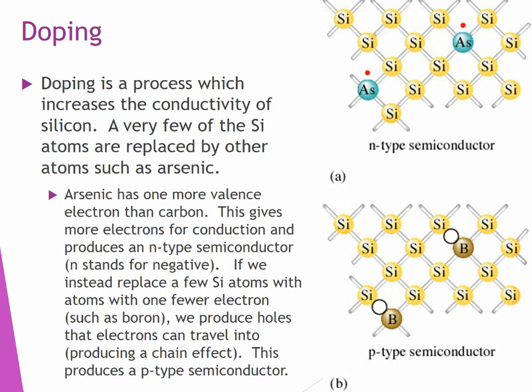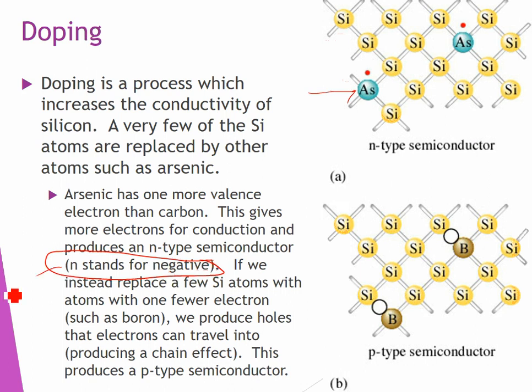Very few of the silicon atoms are replaced by other atoms such as arsenic. Arsenic has one more valence electron than silicon does. This gives more electrons for conduction and produces what's called an N-type semiconductor, and the N stands for negative. So when arsenic is present, there are more electrons than usual for conduction, making it more negatively charged.